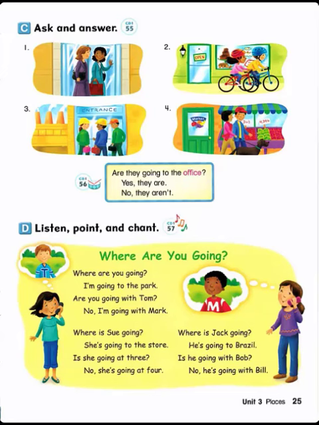Page 25. Drum track. Are they going to the office? Yes, they are. No, they aren't. Are they going to the office? Yes, they are. Are they going to the bakery? No, they aren't. Are they going to the factory?